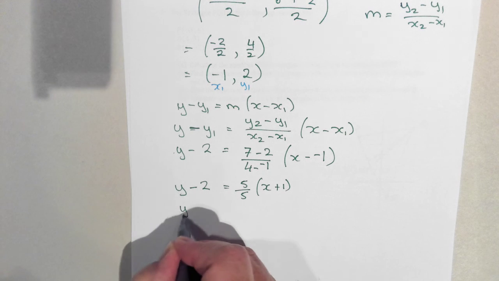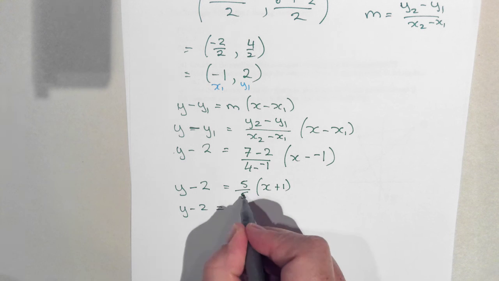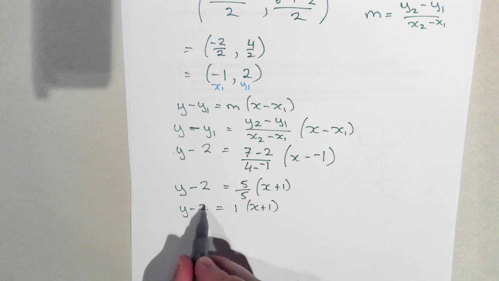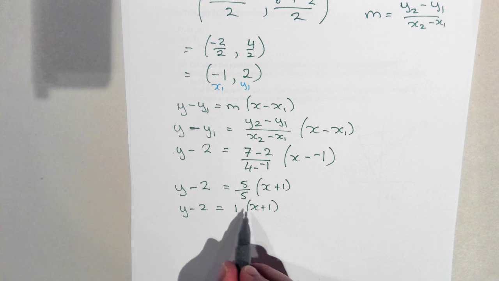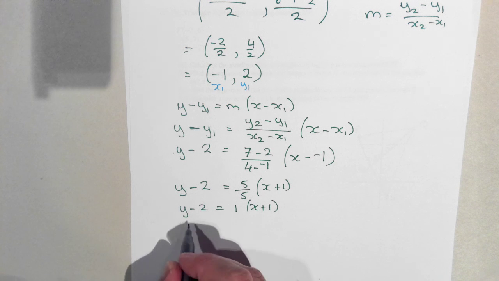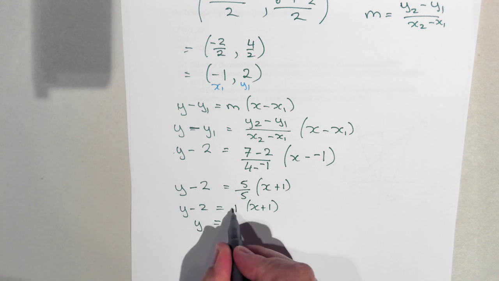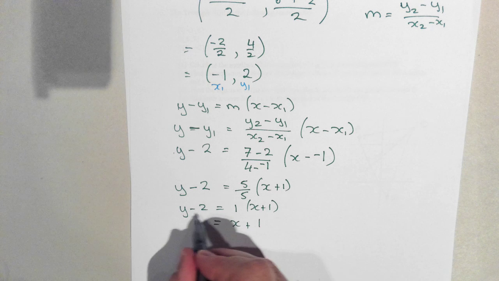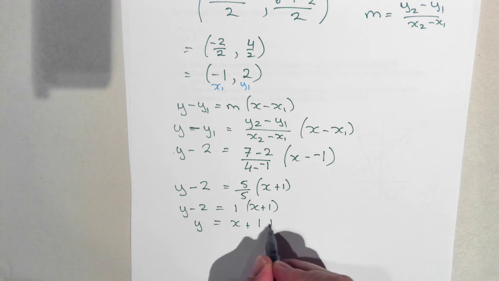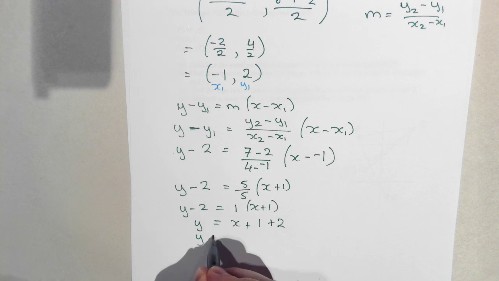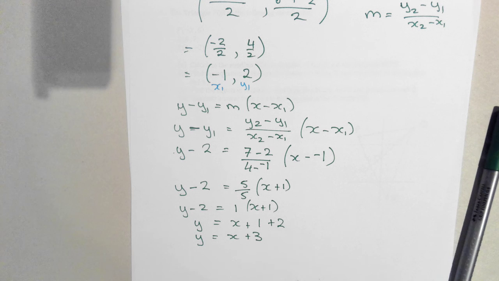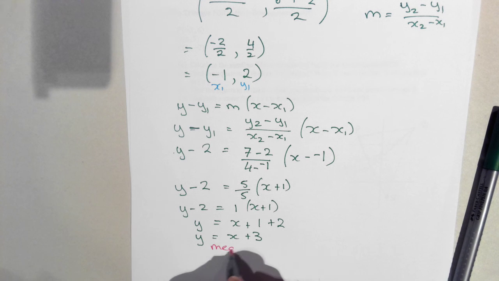Simplify this. Y take away 2 equals 5 over 5 is 1, bracket x plus 1. And I'm just going to rearrange that and take that minus 2 to the other side and expand out the brackets. So y equals 1 times x is x, plus 1 times 1 is 1, and this minus 2, when I move it across, becomes plus 2. So y equals x plus 3. So that there is the equation for our median.